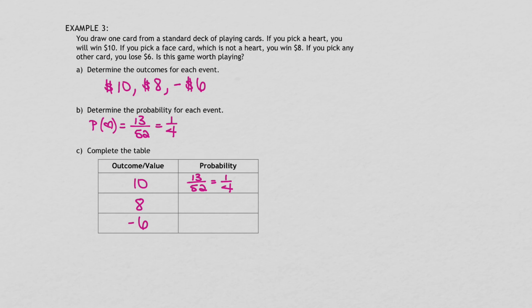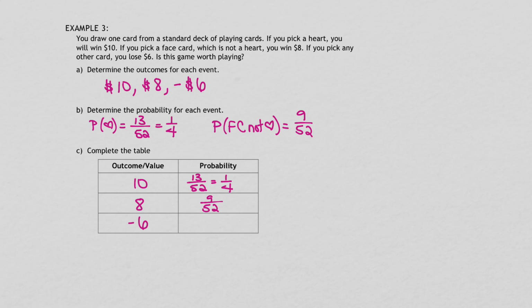Then it says, what's the probability of picking a face card, but it's not a heart, okay? Face card that's not a heart. So let's see, how many face cards are there? There's jacks, queens, and kings, right? And there's 3 of those in each suit. So that would be a 12 total. But then 3 of those are hearts, so we'd be left with 9 face cards out of the 52.